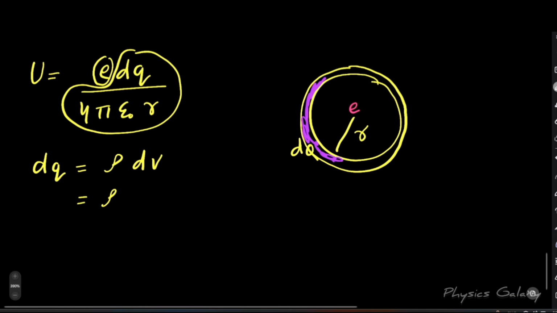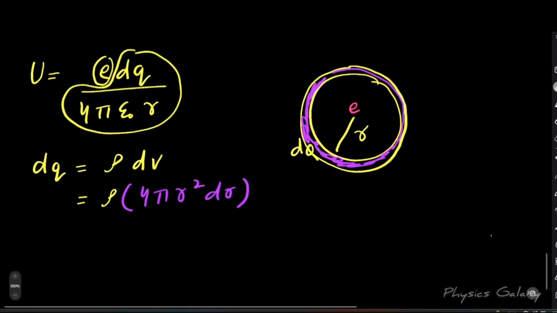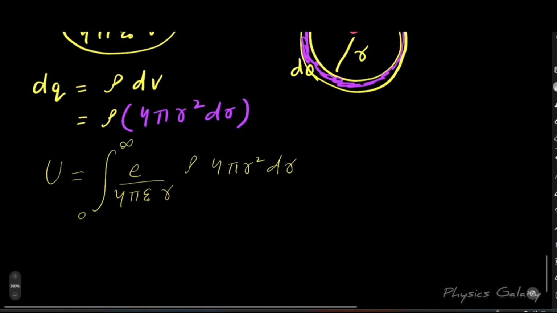So this is the volume of the shell, and volume will be equal to 4 pi r squared dr. Now we'll just substitute and we'll get the final answer. So U equals e divided by 4 pi epsilon naught, r, where we integrate from 0 to infinity, and then rho times 4 pi r square dr, right?